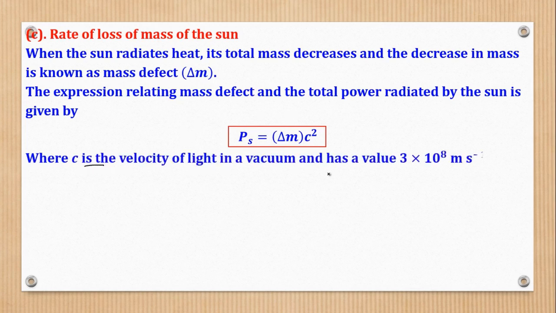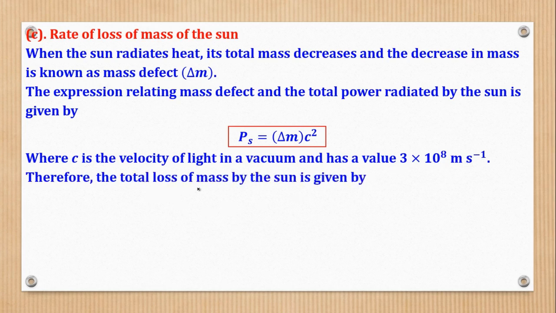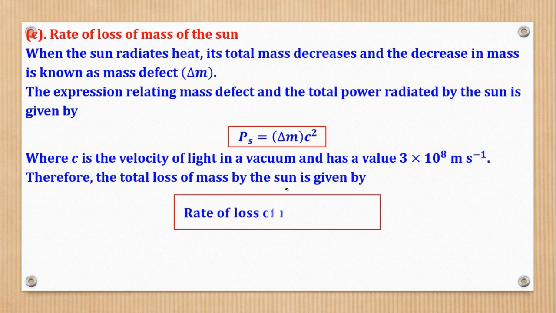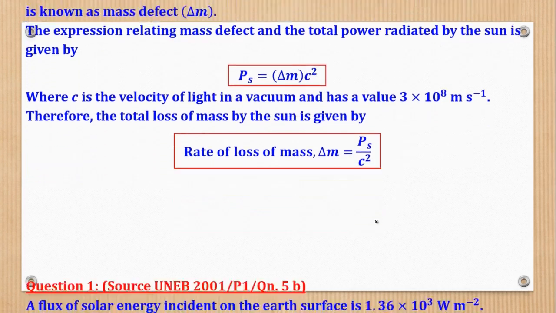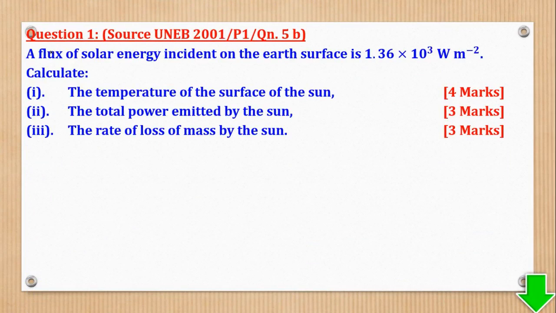C is the speed of light in vacuum and has a value of this. So it's a constant, it will always be given in an examination. Therefore, the total loss of mass by the Sun is given by this. So when I make this the subject, I'll come up with PS divided by C squared. So with that, we shall go through these questions.